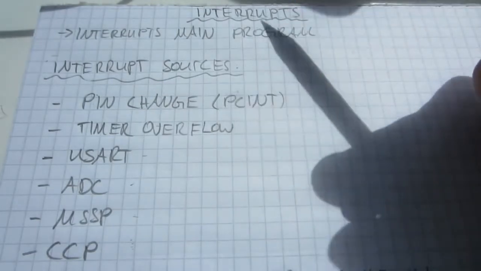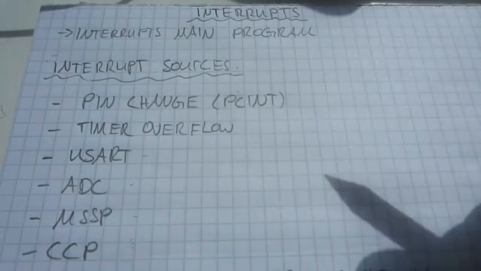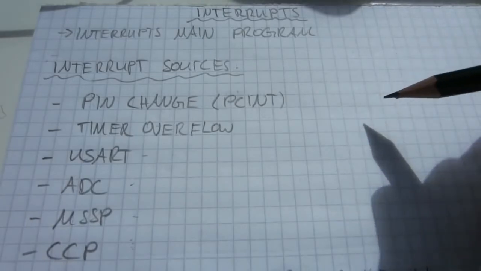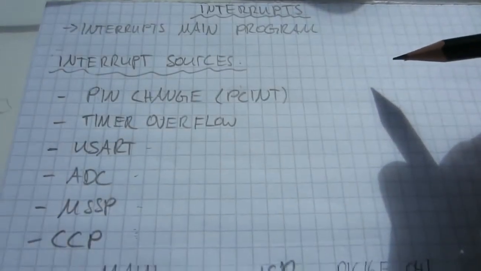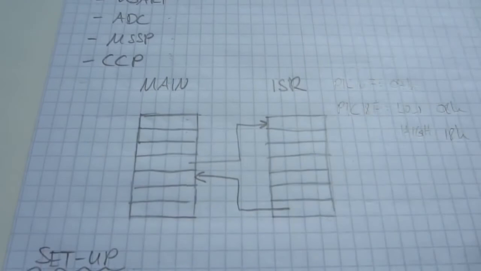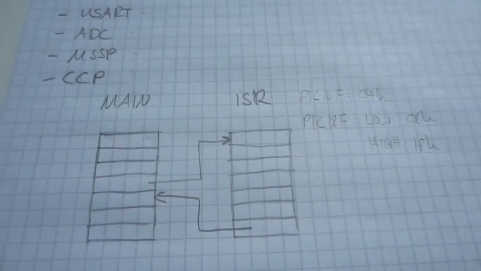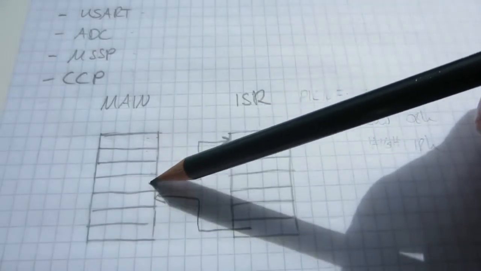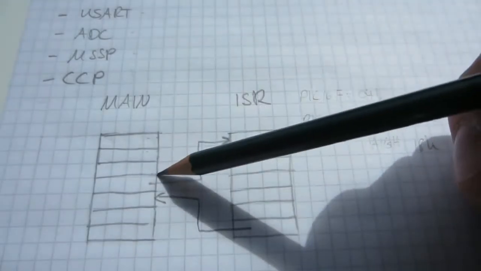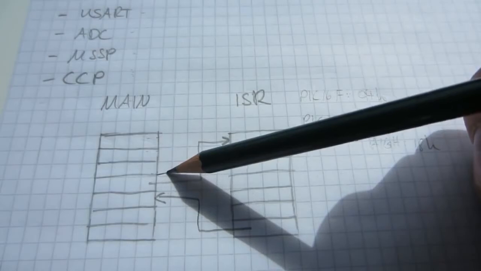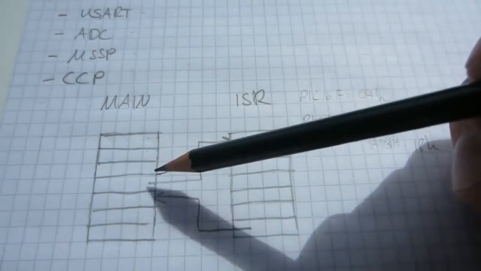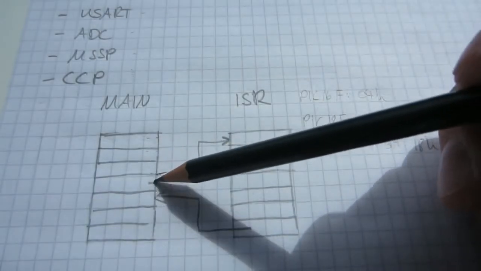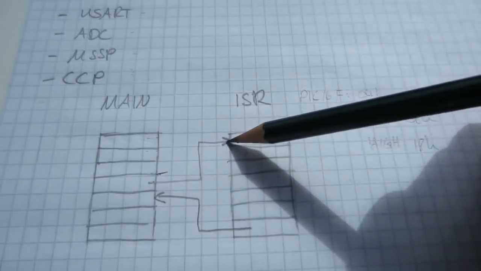Now, what does an interrupt do? An interrupt interrupts the main program, and then it jumps to a certain place in memory. And that will look something like this. So you've got your main program running, instruction by instruction. And then let's say here is where the interrupt fires. Now, the microcontroller will execute the next instruction, and then it will jump to the interrupt vector.